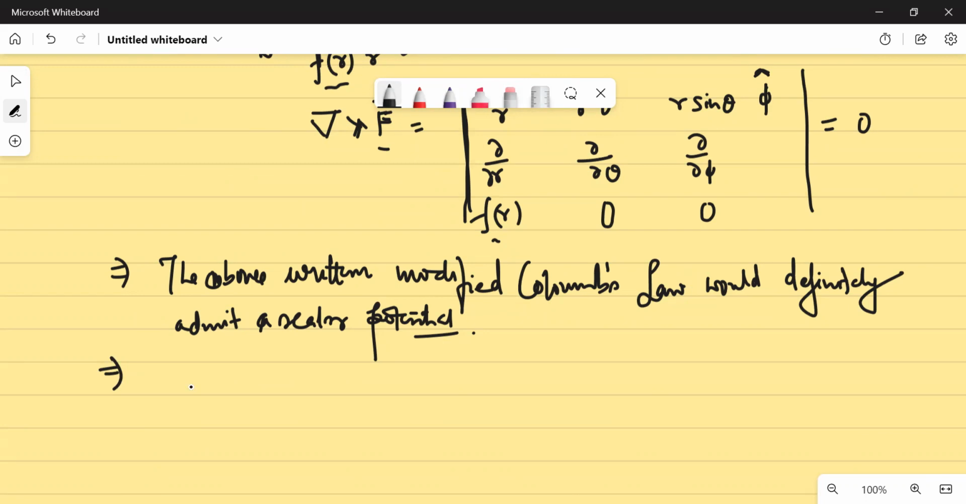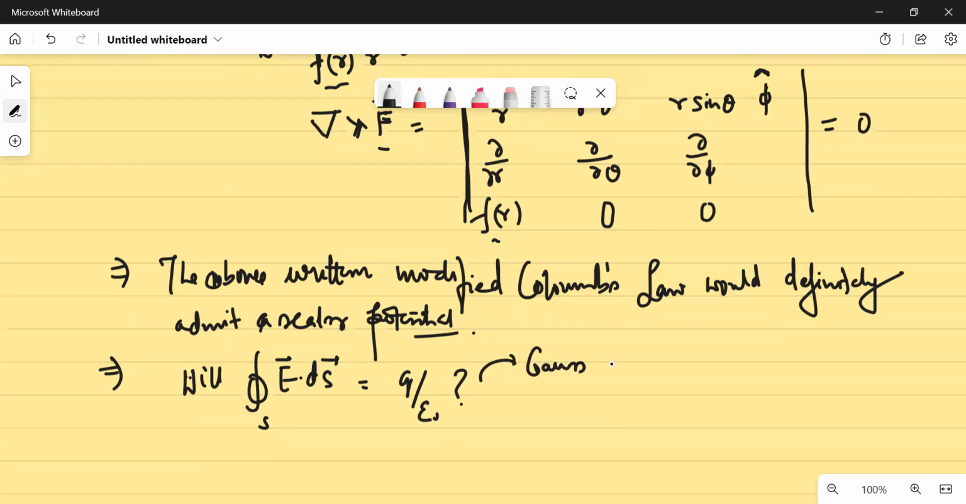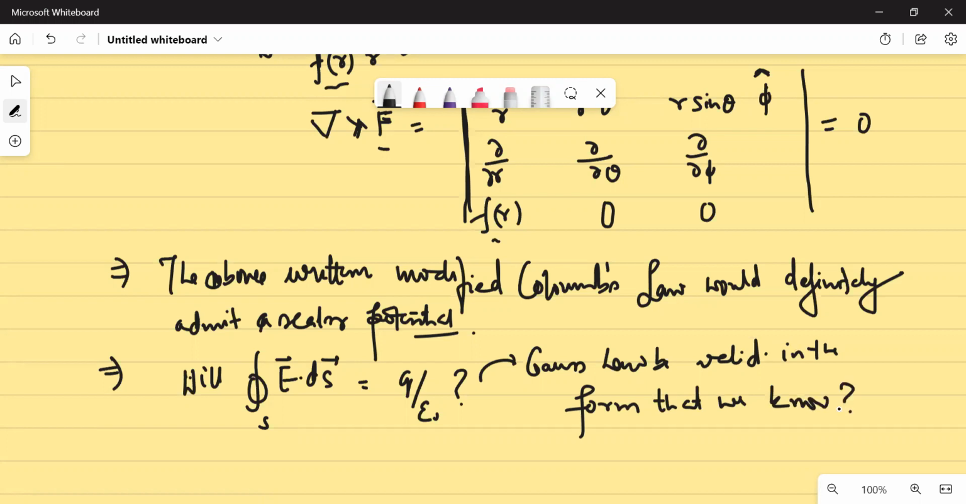What do you think about Gauss law? For example, if I want to write that the closed surface integral of E dot dS over surface S is equal to Q upon epsilon naught, will that be the case here? That is, will Gauss law be valid in the form that we know? So, will Gauss law be still valid in the form that we know? This is one thing that we are going to address in this particular discussion.